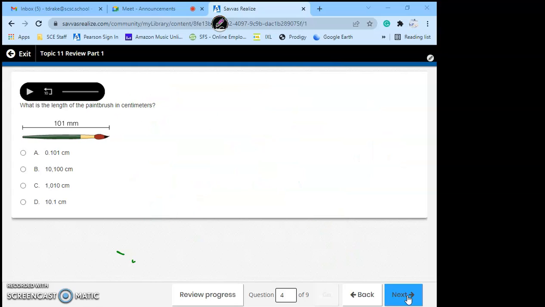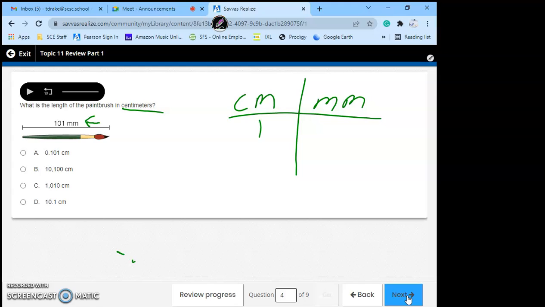At least my eraser worked. What is the length of the paintbrush in centimeters? So they're giving us millimeters, but they want it in centimeters. So we have to convert millimeters to centimeters. All right, 1 centimeter equals 10 millimeters.